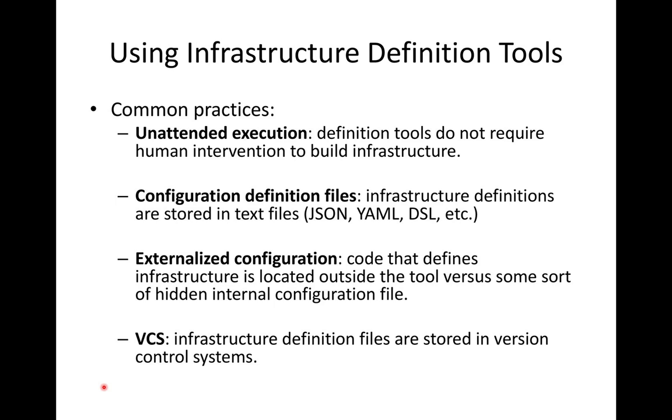The infrastructure definition tooling that I'm talking about and that we use in the modern IT organization uses infrastructure definition files that are treated the same way as our application source code. The configuration is very visible. It's very easy to find. It's not hidden away in some sort of database. And then finally, we store these infrastructure definition files in some sort of version control system like Git, a Git repository. We upload it and put it into our repository on GitHub.